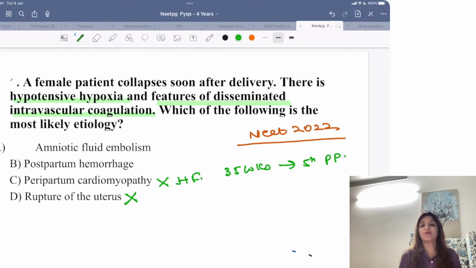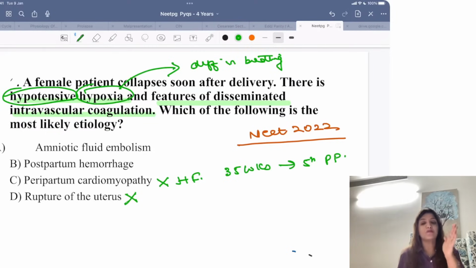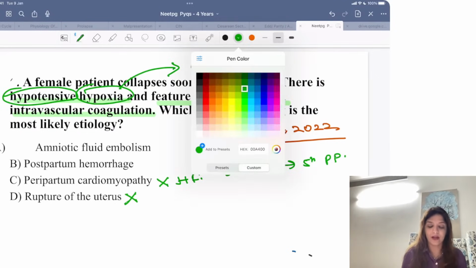Now comes a choice between amniotic fluid embolism and postpartum hemorrhage. Please remember that whenever you are getting hypotensive hypoxia, whenever the words respiratory difficulty in breathing or hypoxia are there, hypoxia means there will be difficulty in breathing. Whenever there is a question on postpartum collapse and the question says there is cardiorespiratory failure, it has to be amniotic fluid embolism.